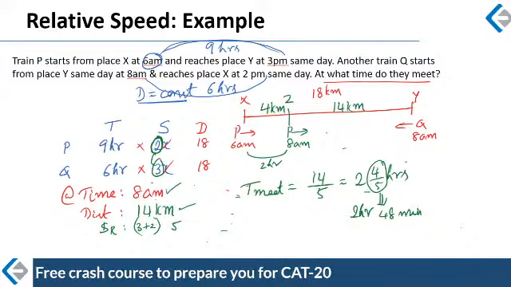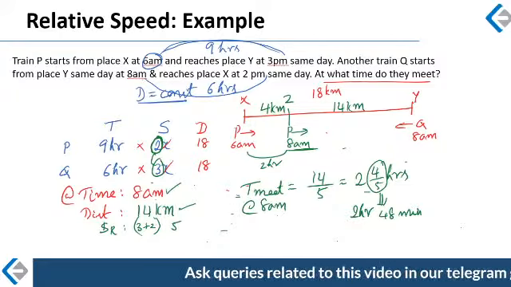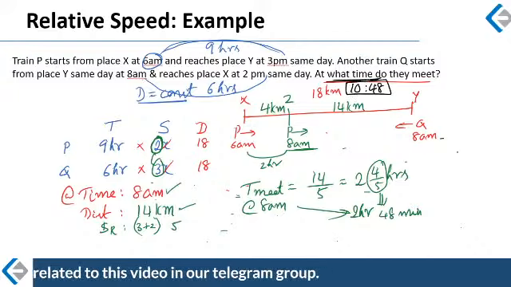At what time did the relative speed come into the picture? 8 a.m. It takes 2 hours 48 minutes from there. Therefore, what is the time? The question is, at what time do they meet? The time now is 10 o'clock, 48 minutes. 10:48.